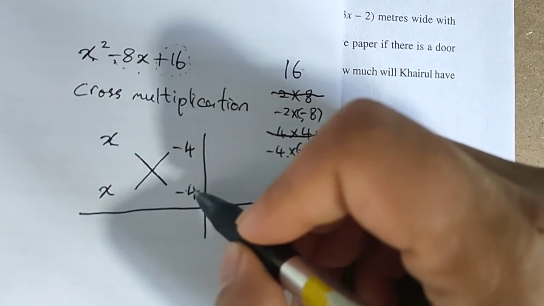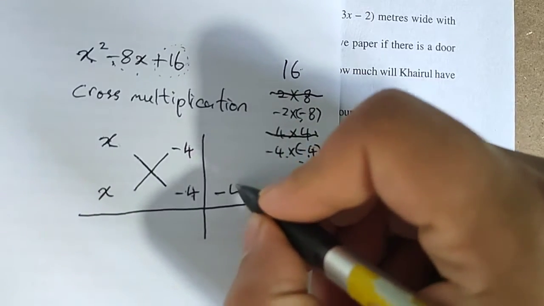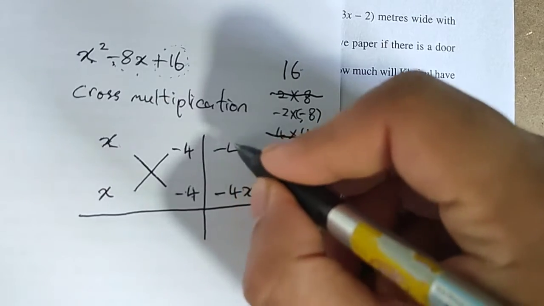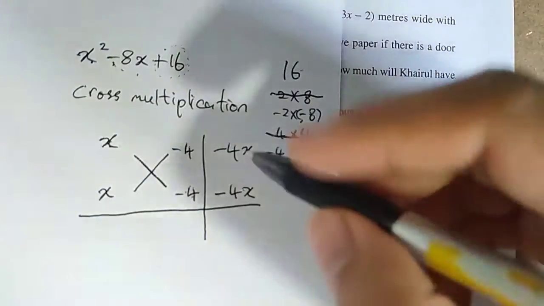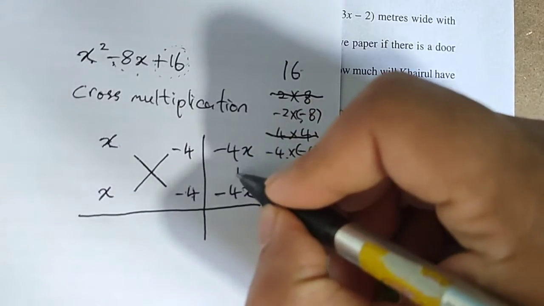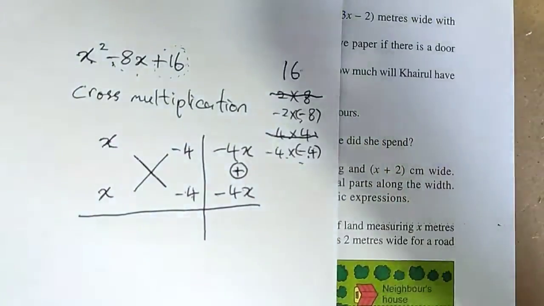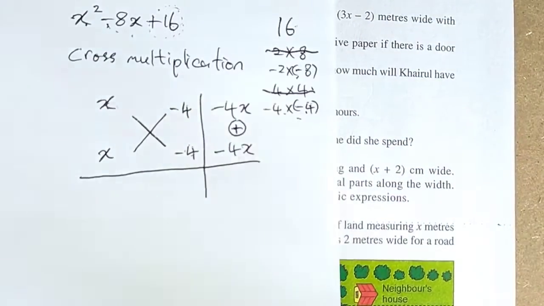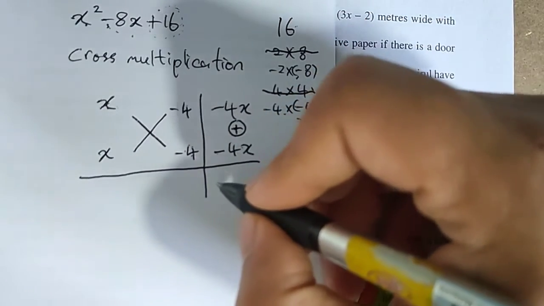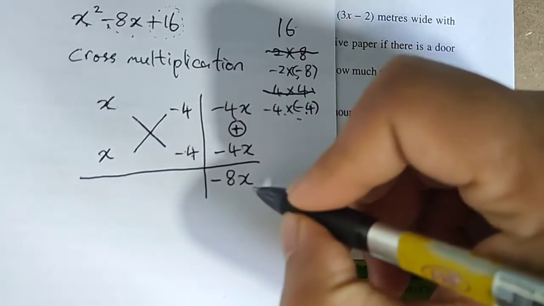So this, as usual, this times this, we get negative 4x. This times this, we get negative 4x. And what are we going to do with both of these? We're going to add. Remember the process? Add, not multiply, not minus. Keep that in your mind. Okay, negative 4x plus negative 4x is going to be negative 8x.